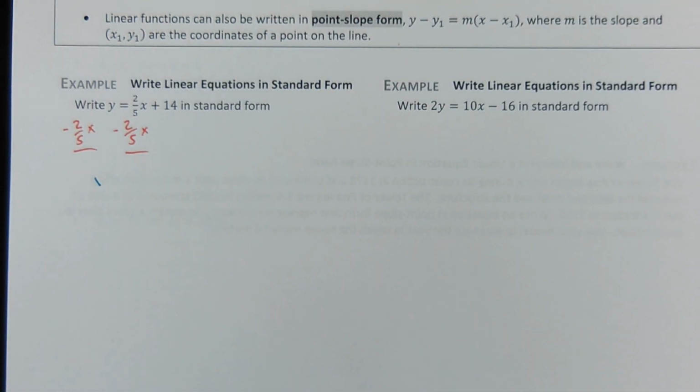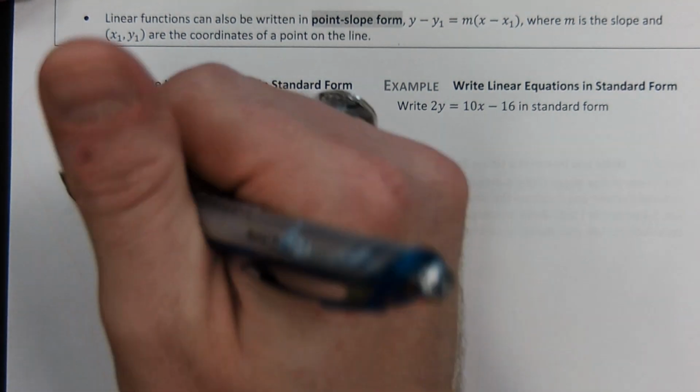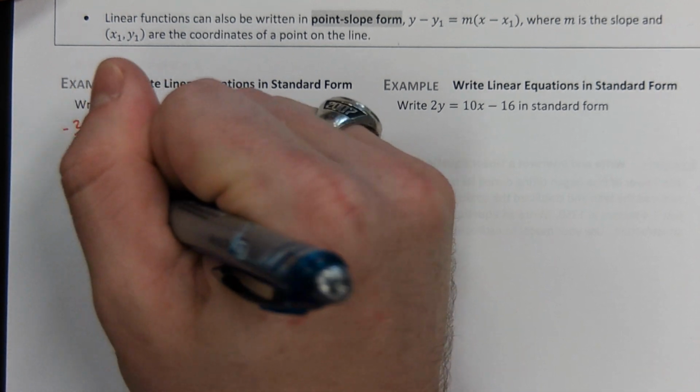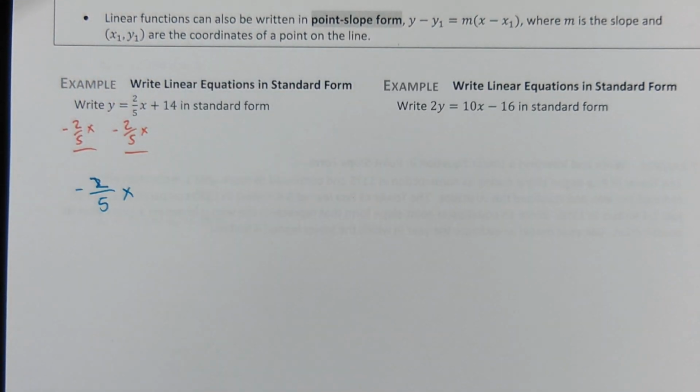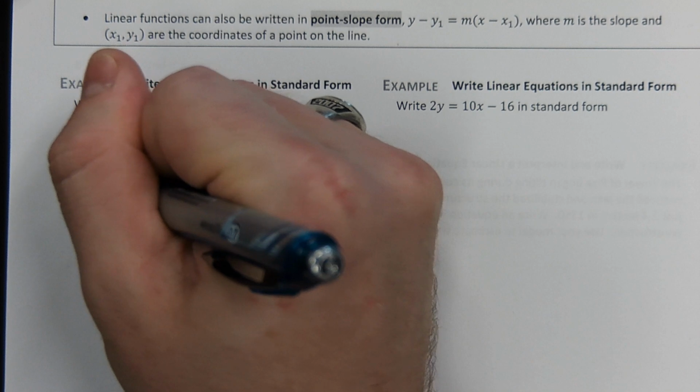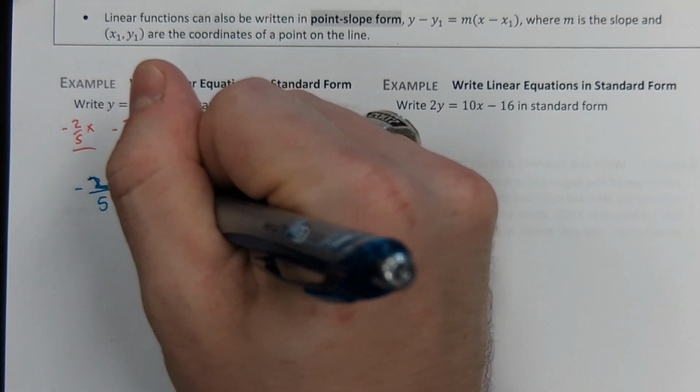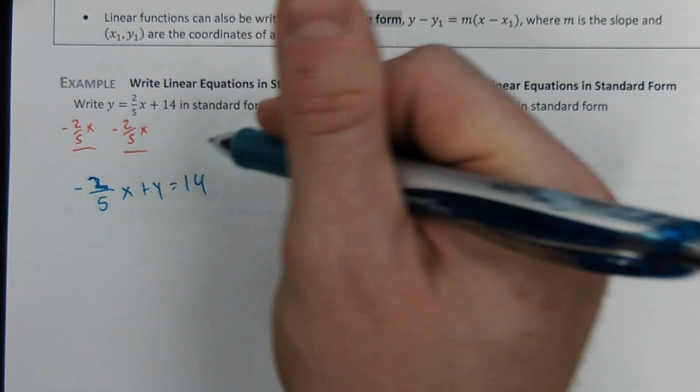Because we know it's got to go ax plus by, the a stuff needs to come first. That means the x term needs to come first. I got this negative 2/5 coming first. Sorry about that errant pen line there. Y was positive, and there we go.